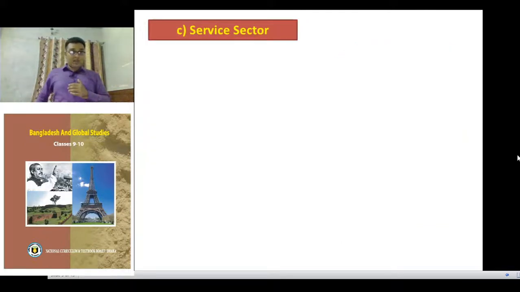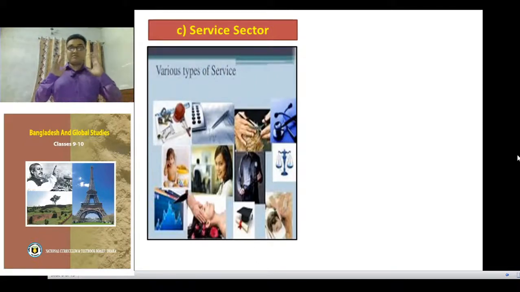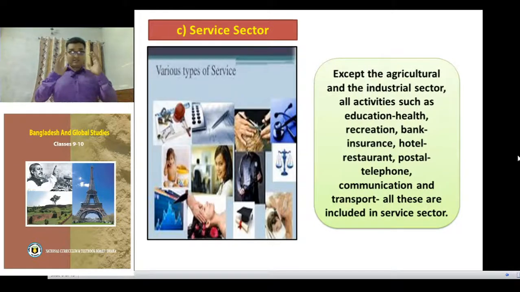Dear students, now I am going to discuss about service sector. So what is called service sector? The simple answer will be, except the industry sector and except the agriculture sector, basically all types of economic activities are included in service sector. Okay. So this is the line regarding service sector.